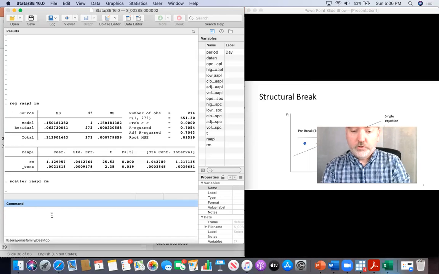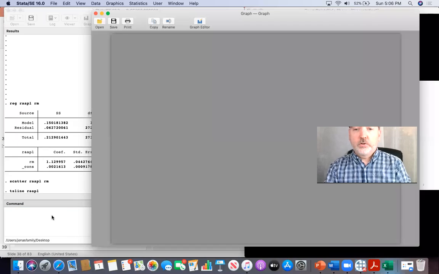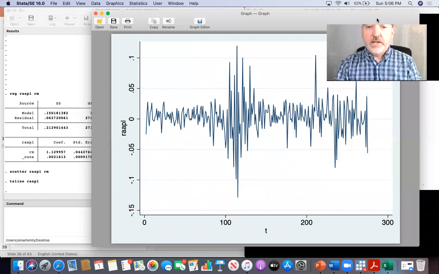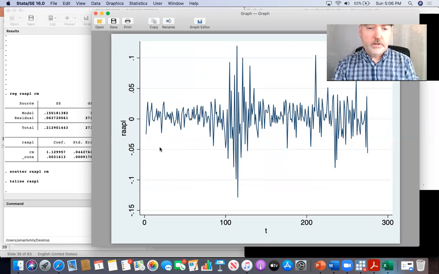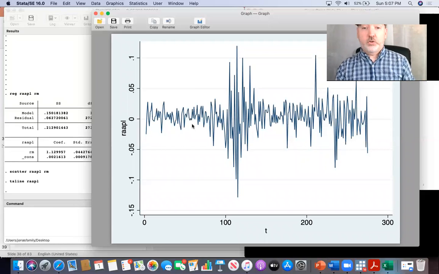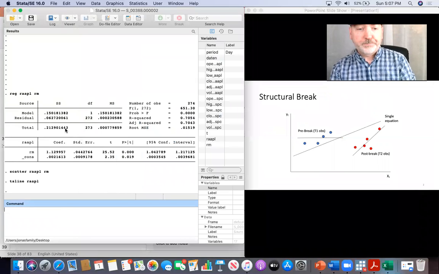Always get a visual. So if we did a time series plot on that Apple return, using the tsline command in Stata, here is a little bit of evidence. We have a pretty stable return here between negative 3% and positive 3%, and then around observation 100, things start to change. We get this sustained increase in volatility for the rest of the sample. Does that represent a structural break? Do things change at that observation 100 point?